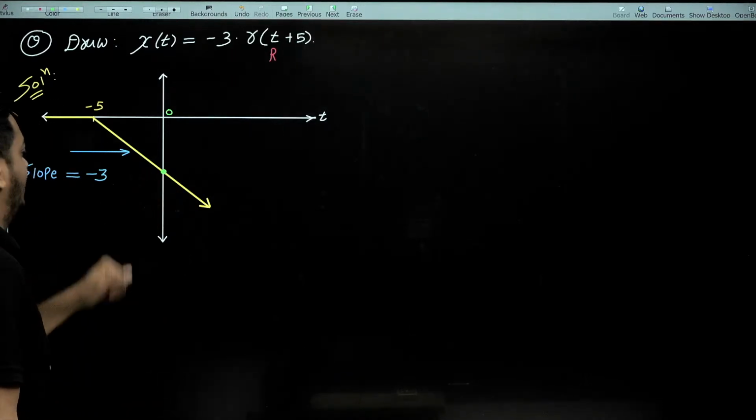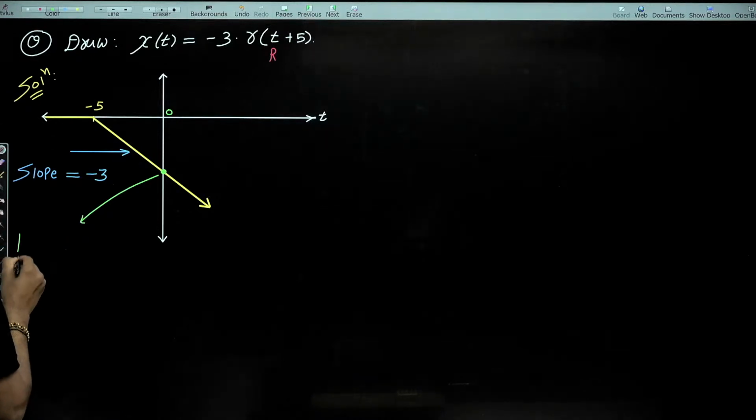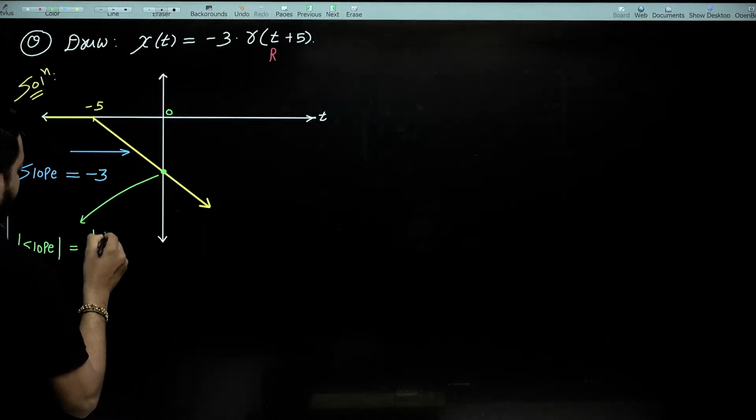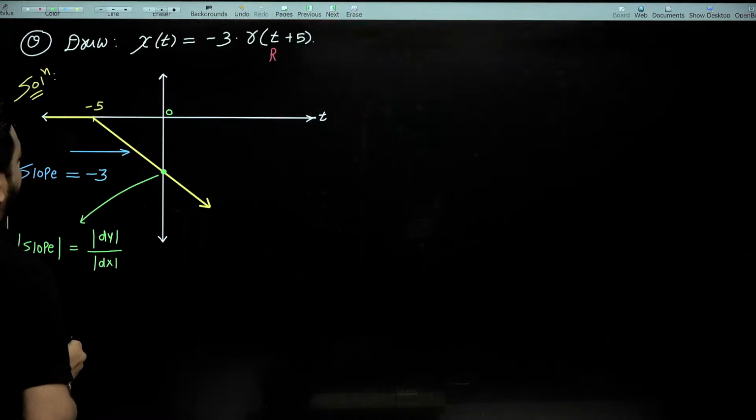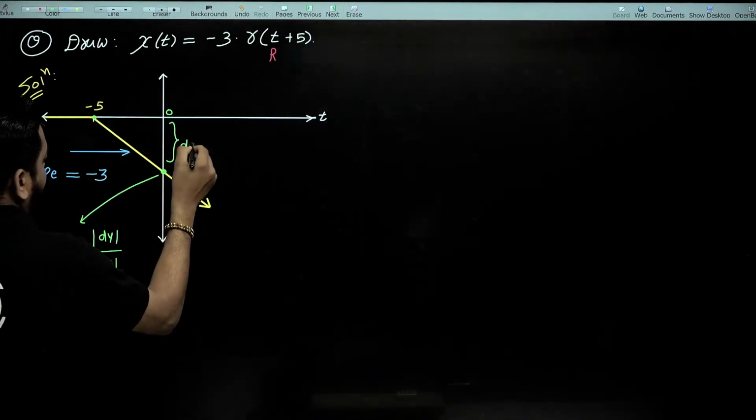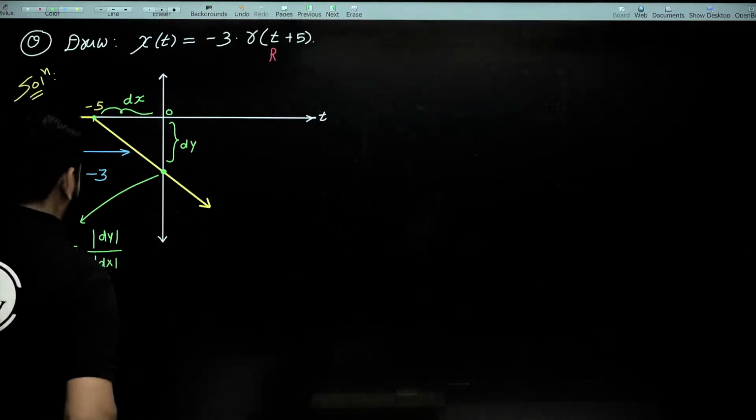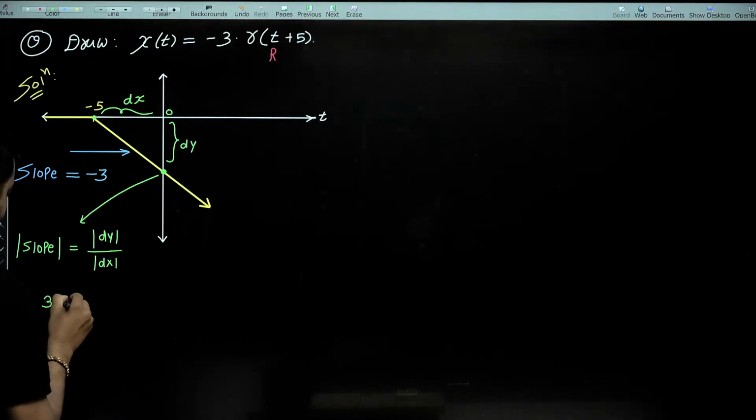Now suppose we want to find the amplitude at t equal to 0. What is the amplitude at t equal to 0? So how to find this point, guys? Simply you have to write the magnitude of the slope. Magnitude of slope is nothing but |dy| by |dx|. So here this is dy and this is dx. So what is the magnitude of this slope, guys? The magnitude of this slope will be 3.